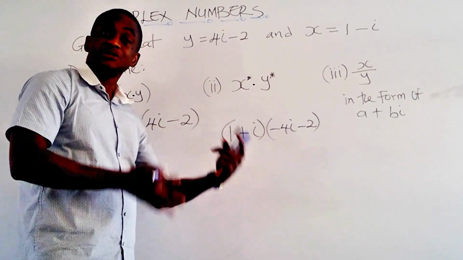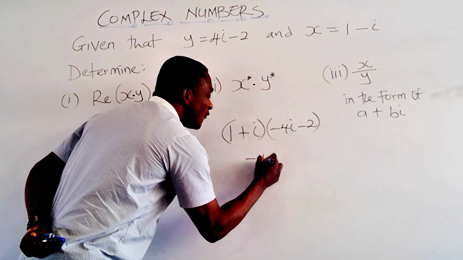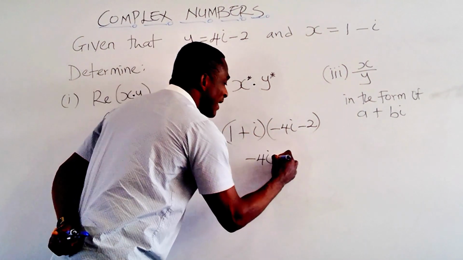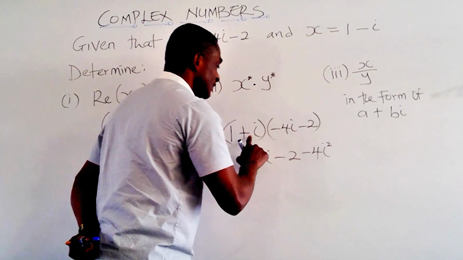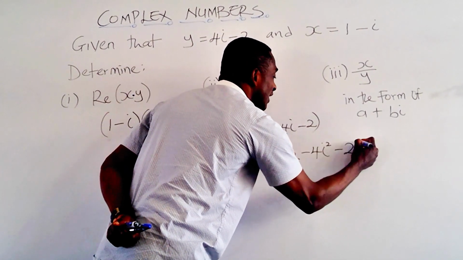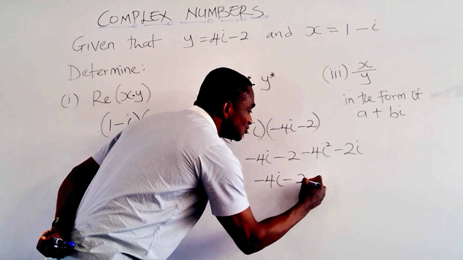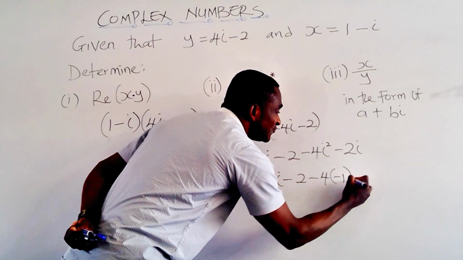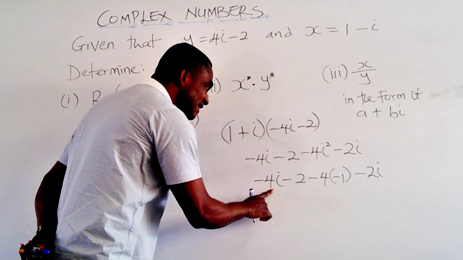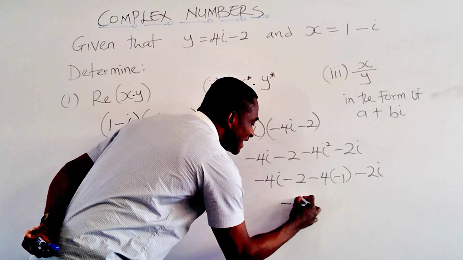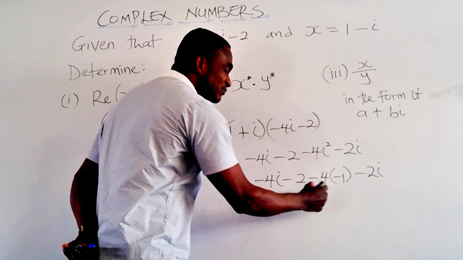Now, that is all. We just do our distributive and get the final answer. So here we have negative 4i minus 2, then minus 4i squared. i times negative 2 is negative 2i. Now, let's go to the next step. Negative 4i minus 2 minus 4i squared is negative 1 minus 2i. Now, let's collect the like terms. This is negative 4i, negative 2i. That's negative 6i. And then this is negative 2, negative 4 times negative 1 is plus 4.